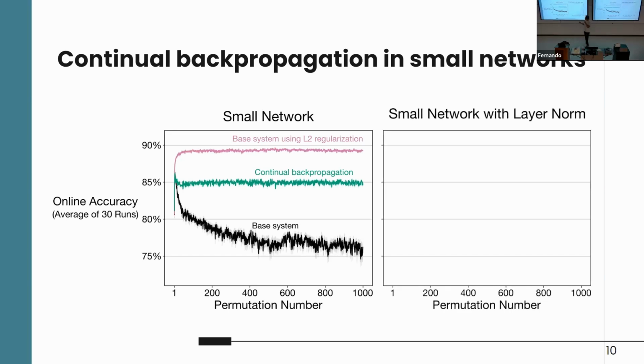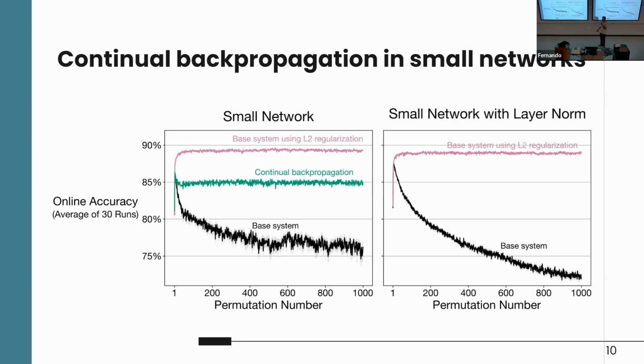And now let's look at the same network using layer norm. Again, here's the base system and the baseline using L2 regularization. And now here's continual backpropagation. Again, we see a jump in performance and then a steady decrease in performance, implying that it's losing plasticity.